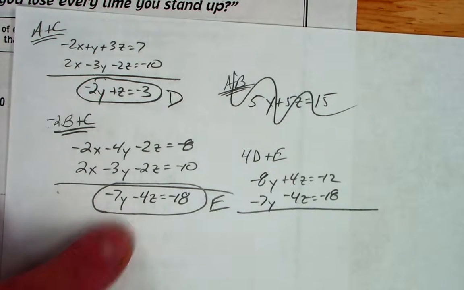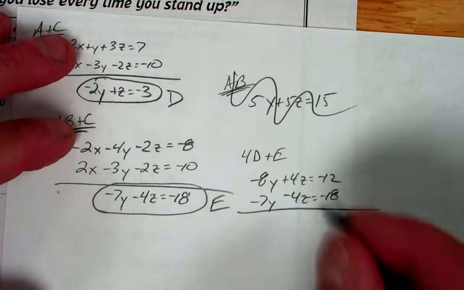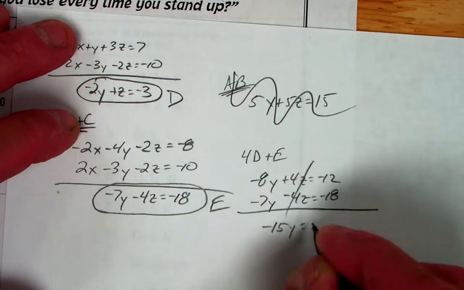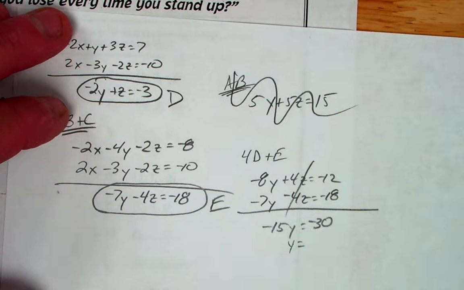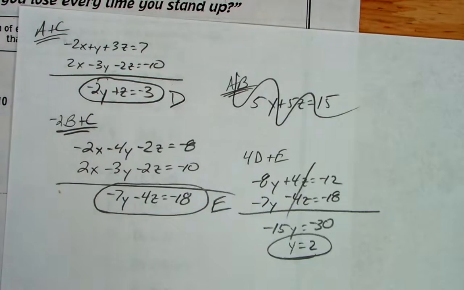And none of the answers you're going to get today will be decimals. There will be no fractions. This is our first time with this. I'm not going to throw you to the wolves like that. So I get negative 15y equals negative 30. So y equals 2. So y is 2.